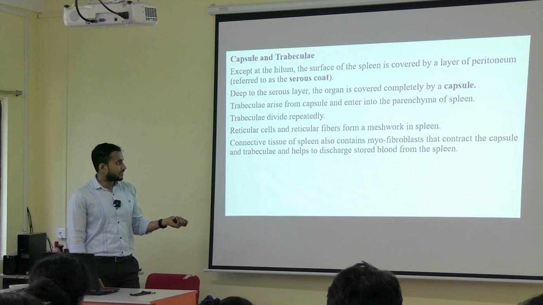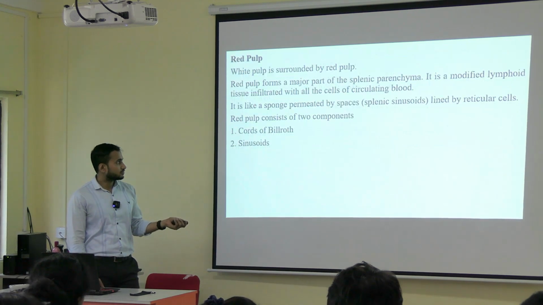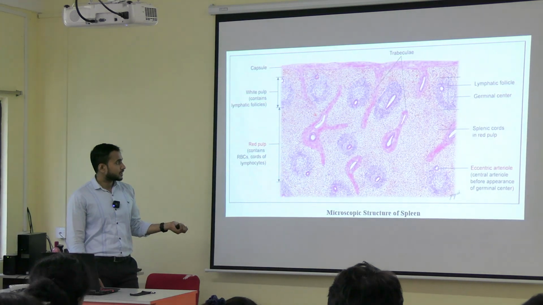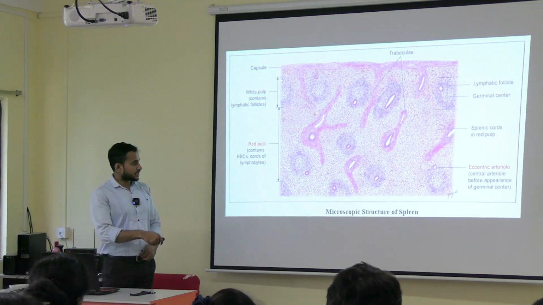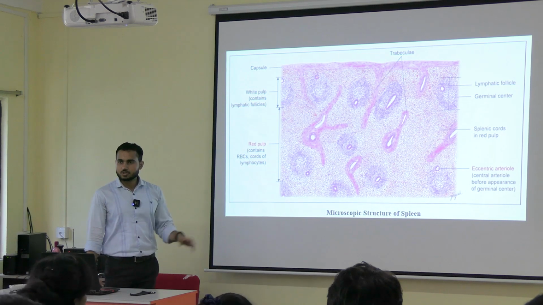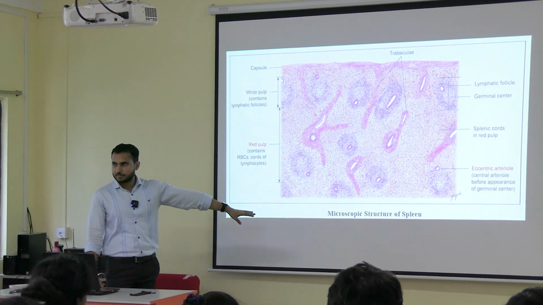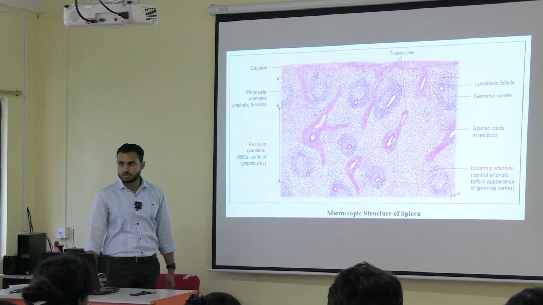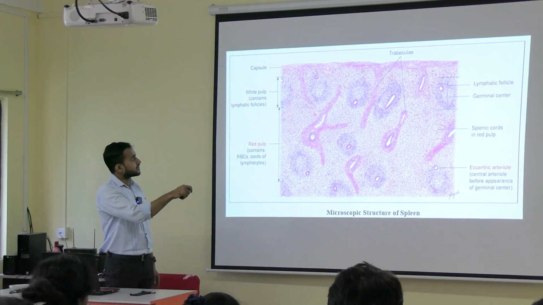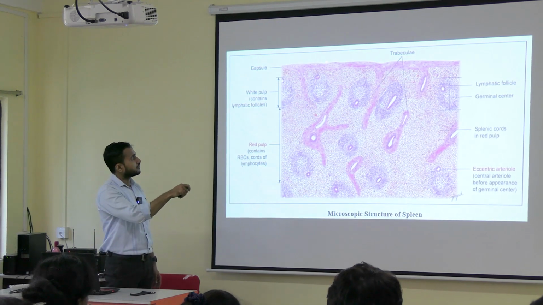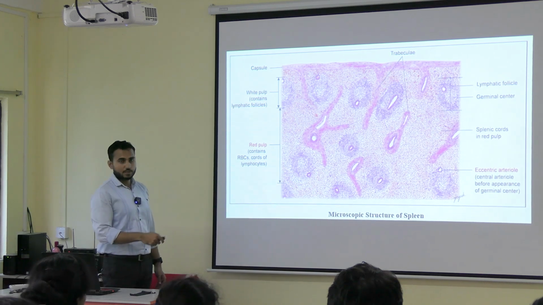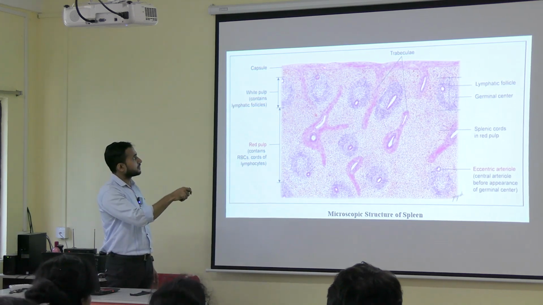Now let me show you the diagram first. So here you can see the microscopic structure of spleen, schematic diagram. Most of the students have drawn the diagram. I have seen it in the practical notebook. So first what can you see, what is this? Capsule, connective tissue capsule. See, this is the connective tissue capsule.